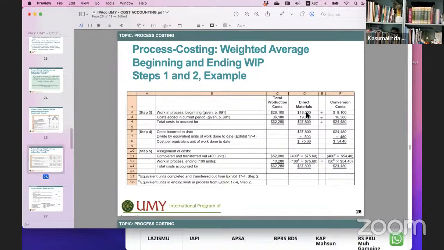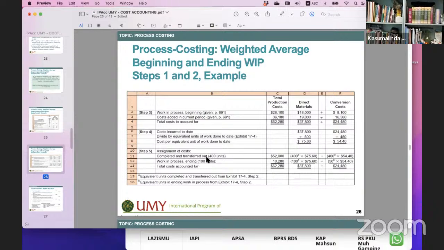So there must be a cost that is associated with the beginning work in process inventory. So we got 18,000 for direct material, conversion 8,100. Okay, and then cost added during the period, okay, 36,000 in total. Okay, 19,800 for direct material and 16,380 for conversion cost. Okay, and then we add these two, we got the total cost to account for. Okay, the next step is to calculate the cost per equivalent unit. So we divide with the equivalent unit that we have calculated in step 2. Okay, for direct material, we divide with 500. For conversion cost, we divide with 450. Okay, we got this. Yeah?